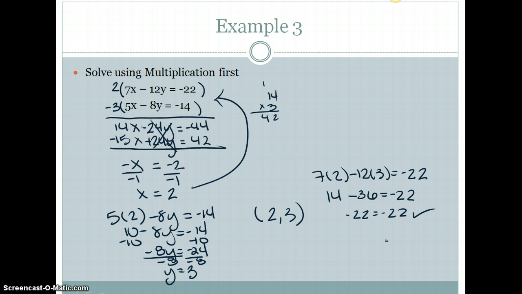Okay, so again, the very first step for using multiplication first is to alter one or both equations in order to make sure that we can eliminate one of our variables. In this case, I chose to eliminate the y's. Please don't be afraid to eliminate x if x shows to have an easier way to do so. Don't always go for y just out of force of habit. That can lead to ugly numbers. So if you can get rid of x, go ahead and get rid of x.